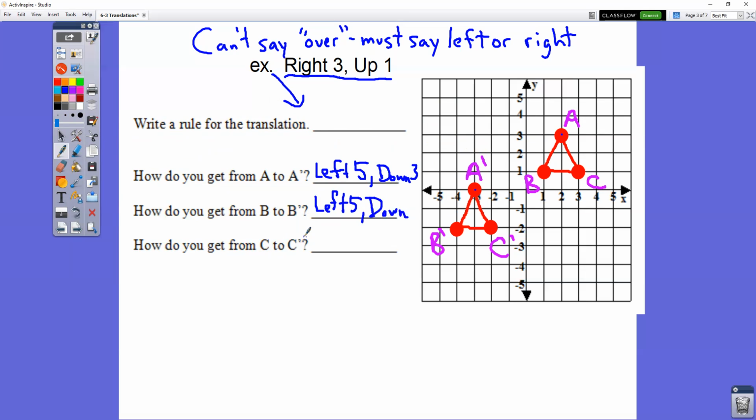To get from C to C prime, we're going 1, 2, 3, 4, 5 to the left, 1, 2, 3 down. Now you'll notice that all three of these were the same. That's the nice thing about all of these questions, because we're moving that whole entire shape all at the same time, all three of those points are going to move in unison with each other. Unison means at the same time. They're going to move the same way at the same time. Otherwise, we would get totally different shapes.